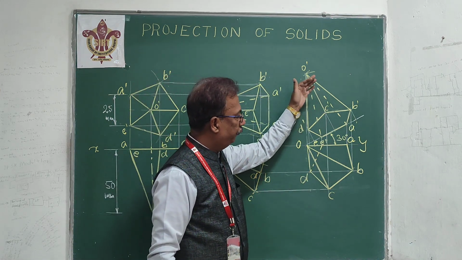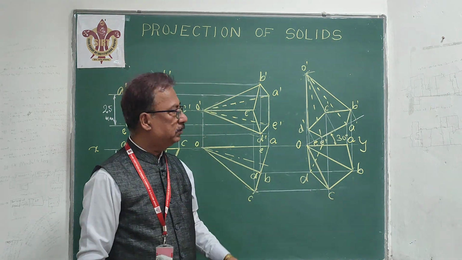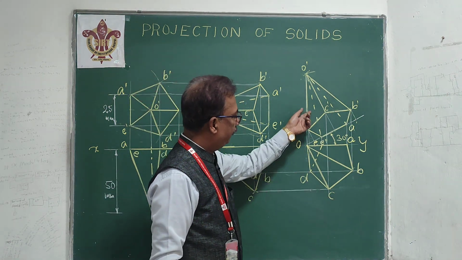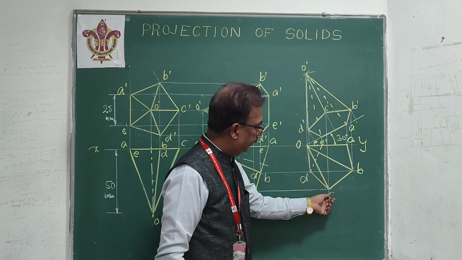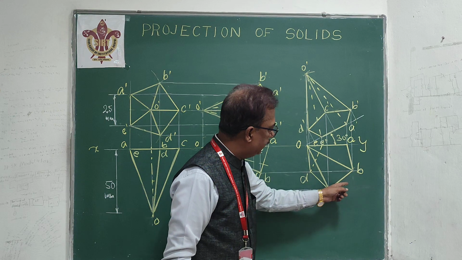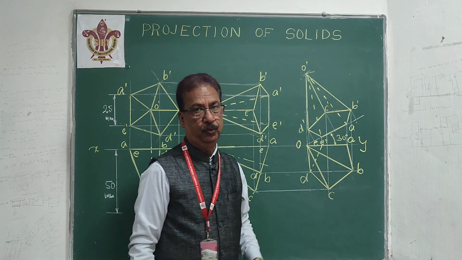Now from the front view we will draw the projectors. The concept will be you have to draw the projector where it is needed. As C will be on the last line, we will get C on this line. So I have marked all the points A, B, C, D, E and O.